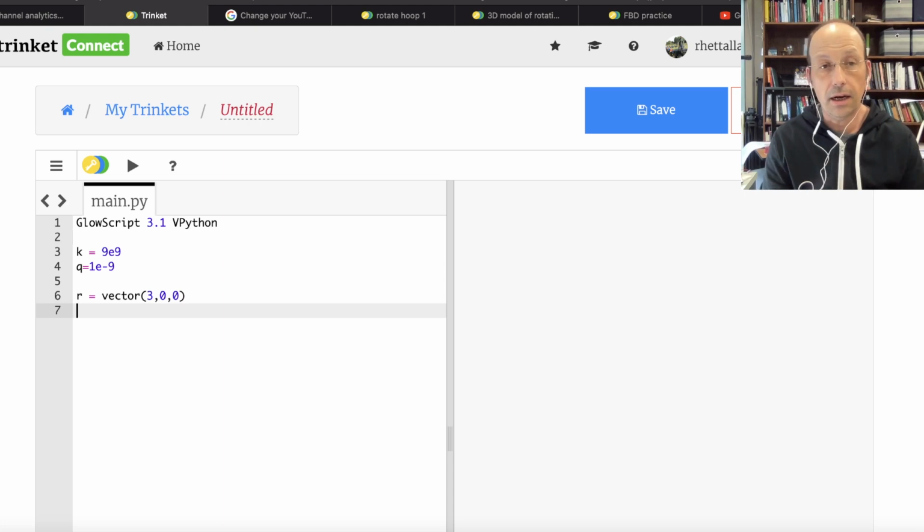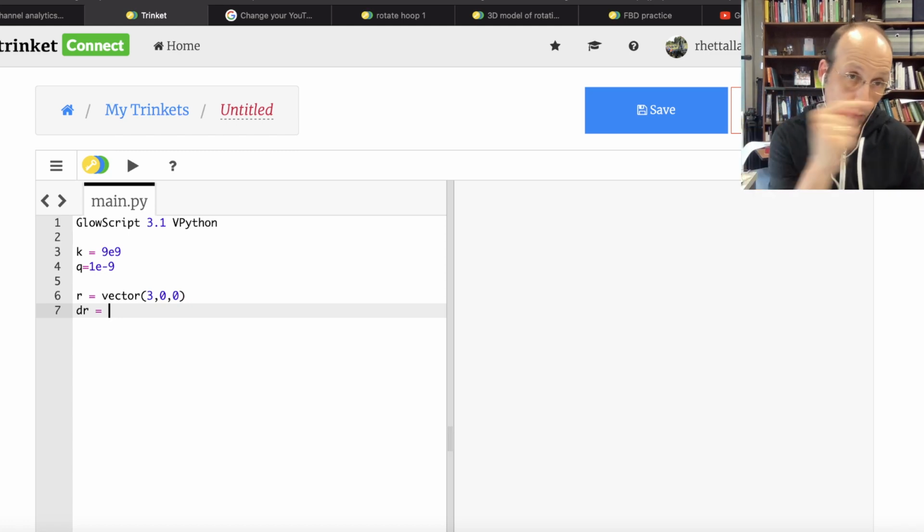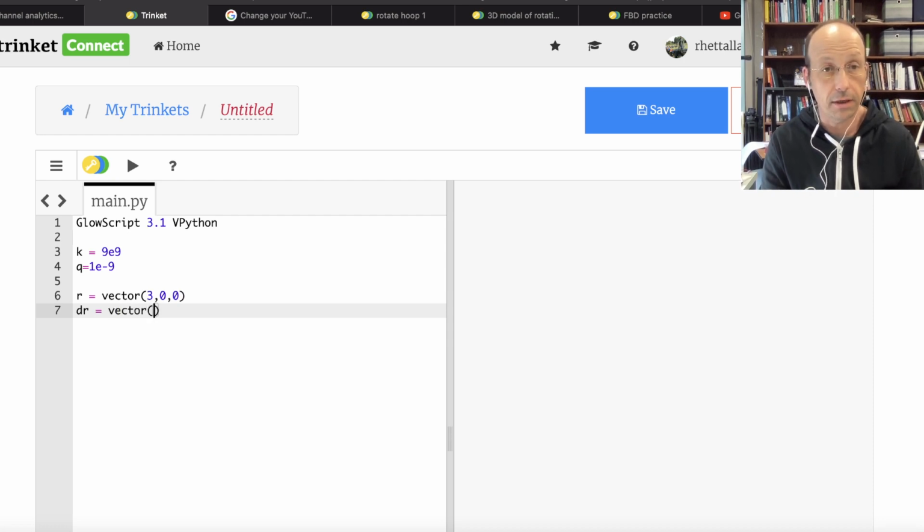Now I need my step size. So I'm going to say dr is my delta r. How far am I going to move? And I said it's going to move a millimeter towards the origin. So I'm going to say this is vector, you've got to spell it right, negative 0.001, 0, 0. Right, because I need to know how I'm moving each time. I need to know how to change my value of r each time.